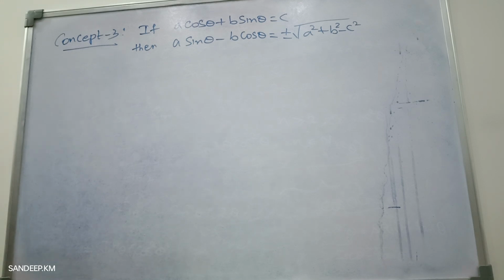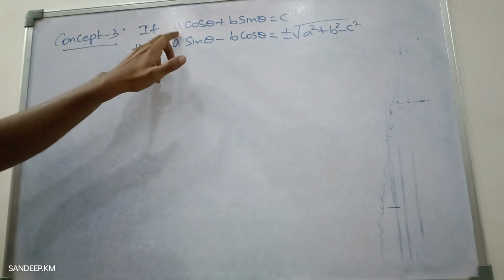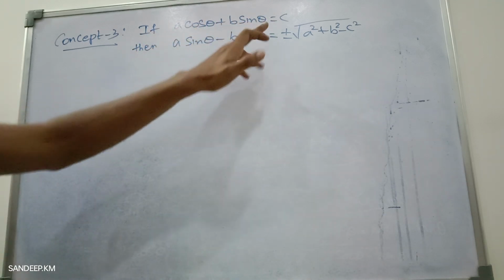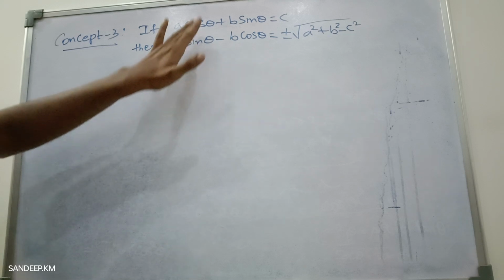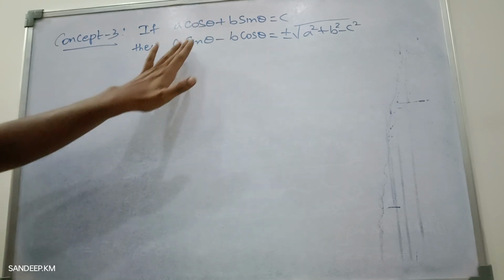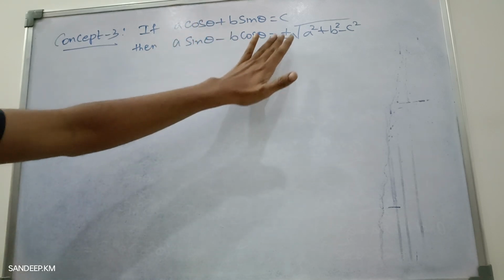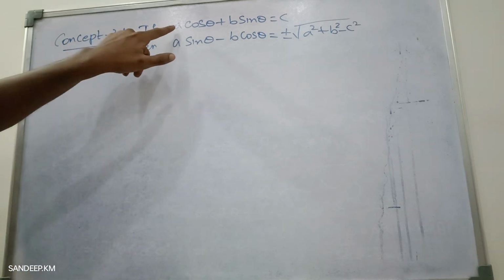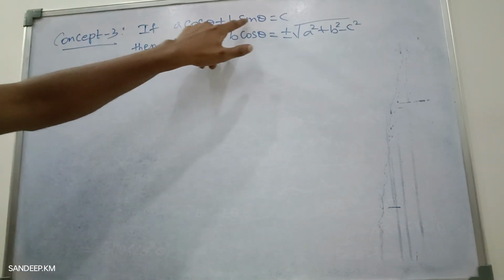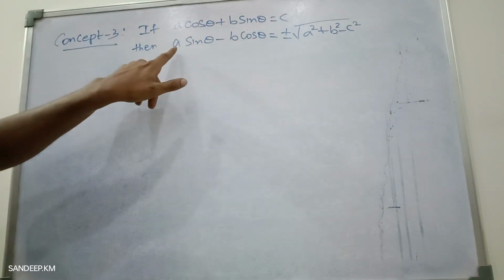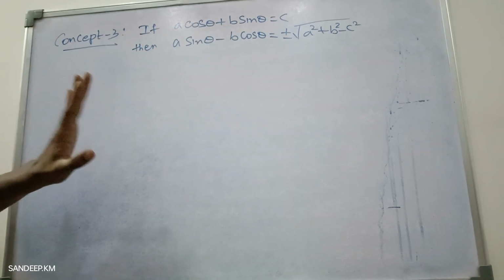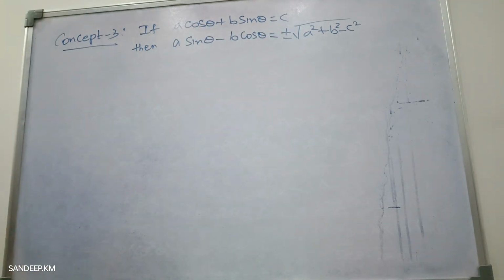Another important concept to remember, dear students. If a cos theta plus b sin theta is equal to c, then what is the value of a sin theta minus b cos theta? It is plus or minus root over a square plus b square minus c square. We will use it directly in the problems. How they will ask, for example, if 3 cos theta plus 4 sin theta is equal to 5, then what is 3 sin theta minus 4 cos theta? You can use this formula directly and you can get the answer.